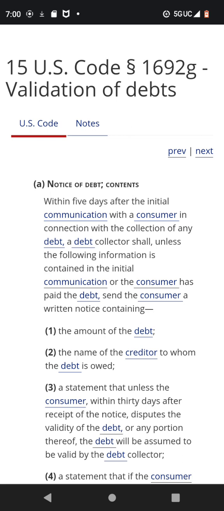Validation. After validation, letter to cure. Letter to cure just means to fix something. And then putting them in default means, okay, you owe me. You're not trying to pay me what you owe me. You have 72 hours. After that, we can go ahead and litigate.